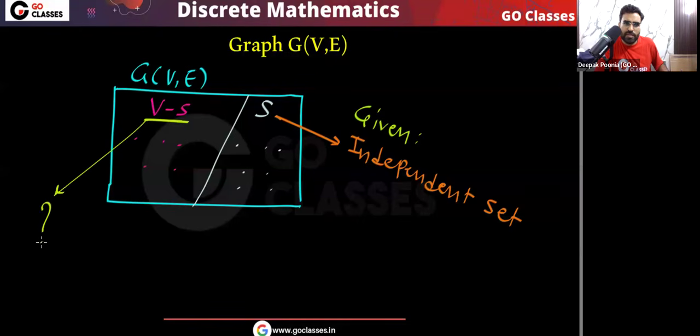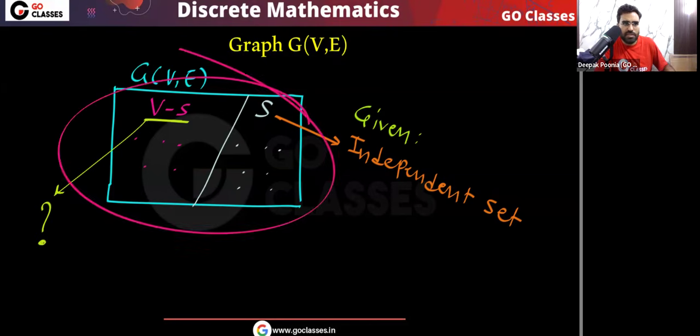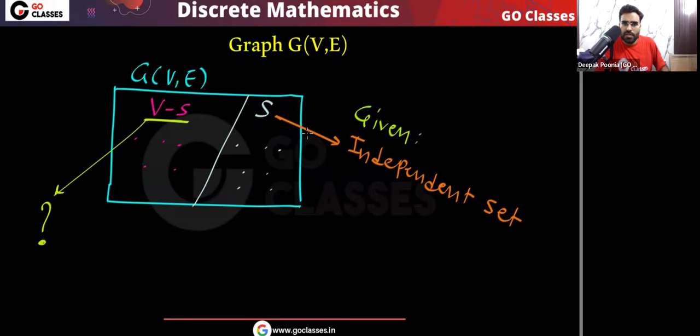What will this V minus S be? Very simple question. In the graph G(V, E), this is a subset of vertices S, and that is an independent set. This is given to you. So what will the remaining vertices be? Just apply the definition.